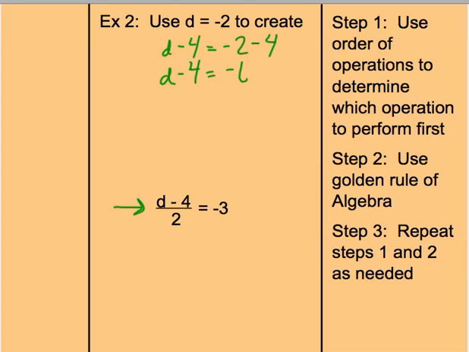the right-hand side. And then I'm going to go back to my answer and see that the only other thing that happened was I divided by 2. So I'm repeating steps 1 and 2. I'm going to use the golden rule of algebra to divide both sides by 2. The left-hand side is simplified, and it looks like the answer that we want. And simplifying the right-hand side, -6 divided by 2 is -3.